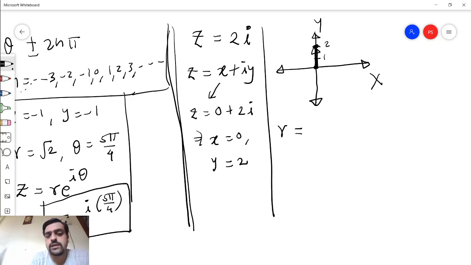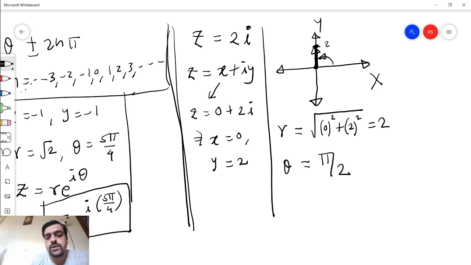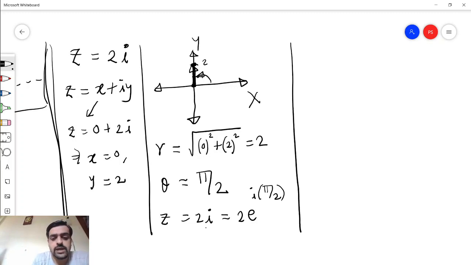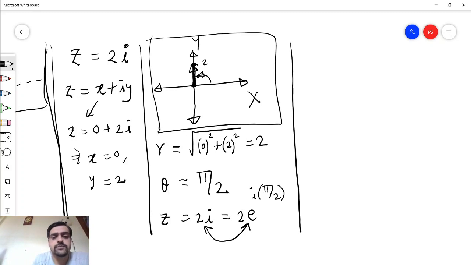Clearly, r is a straightforward relation. 0 squared plus 2 squared, which is 2. How much would be theta? No need to calculate. We can directly see from the graph that theta is going to be pi by 2. So the same z, which is 2i in Cartesian method, is now 2e raised to i pi by 2. So this is the way how we convert between Cartesian and polar forms with the help of a diagram.